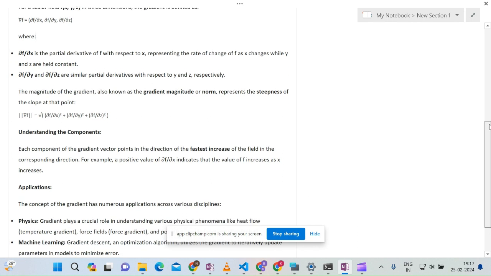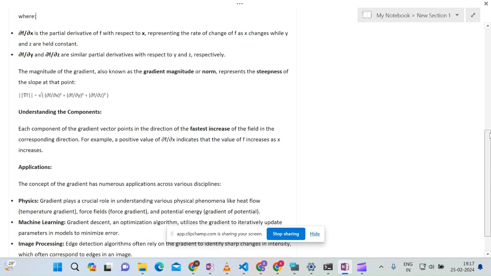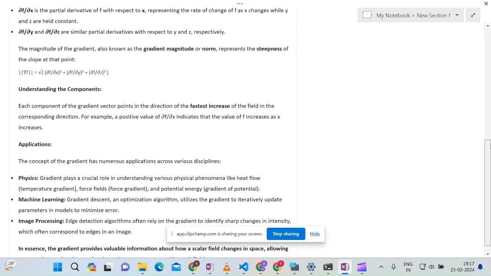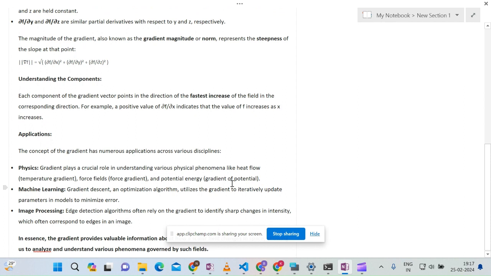And the sign of the gradient also tells us the direction. If it is negative, it tells you that the slope is in the other direction. If it is positive, then you are moving in the right direction. And gradient plays a very important role in physics. In machine learning, gradient descent is an optimization algorithm used in many machine learning algorithms to optimize the curve.